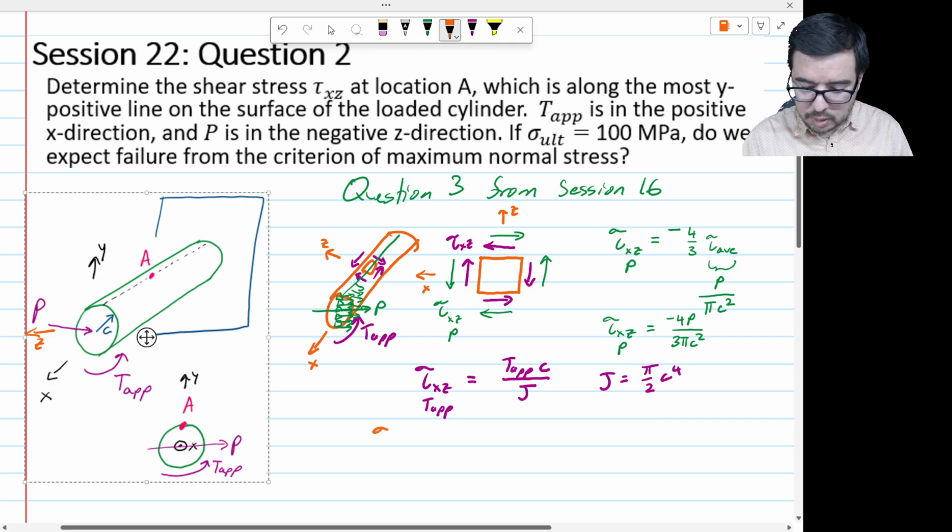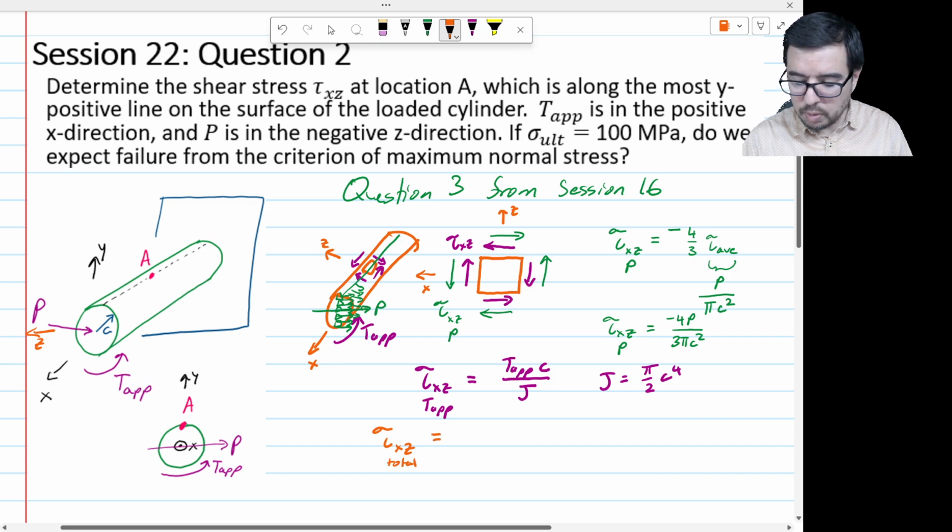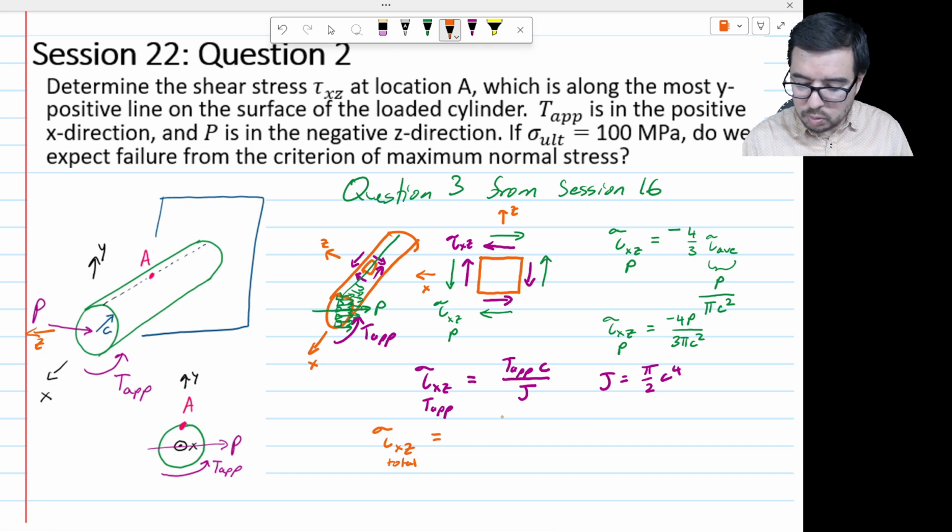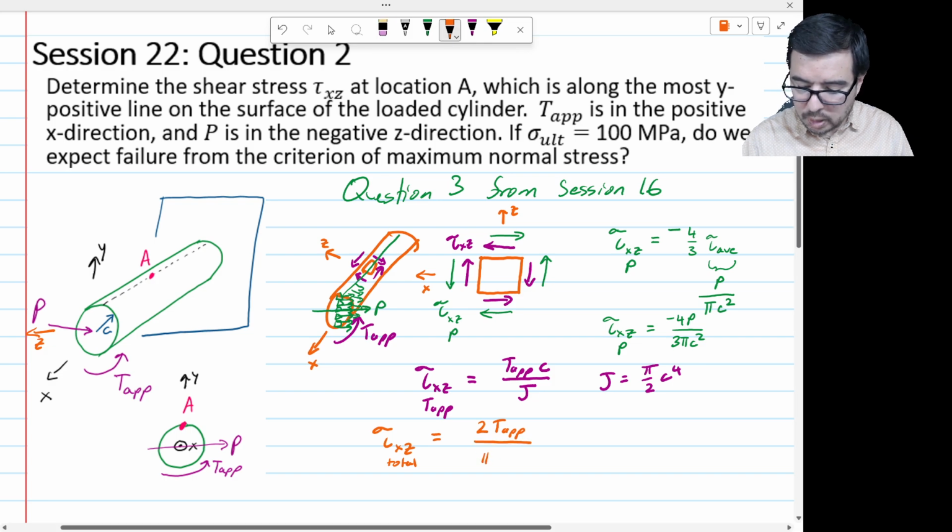We can go back. We'll say that the tau xz total, or combined, is going to be, let's see, we have pi over 2, so we can get 2 T app C, and actually that's going to knock out because we're going to have a c to the fourth in the denominator over pi c cubed. And then we have the contribution from the transverse shear stress. That's going to be minus 4P over 3 pi c squared.